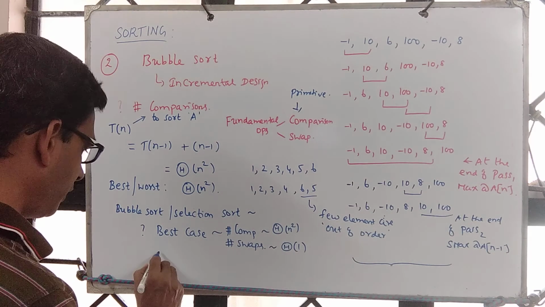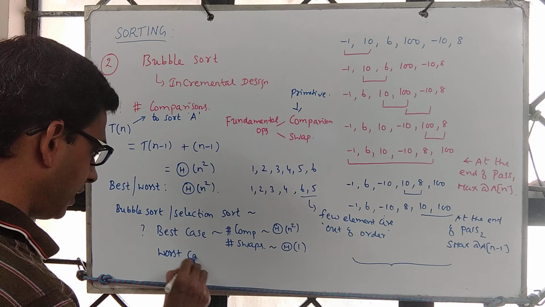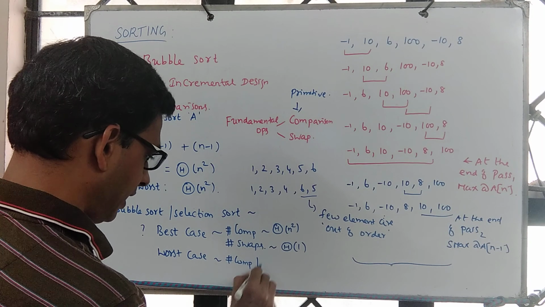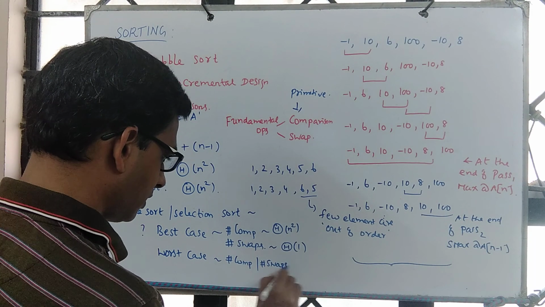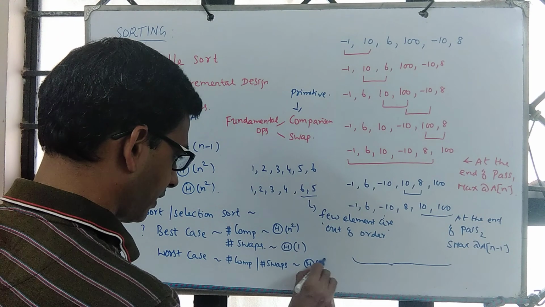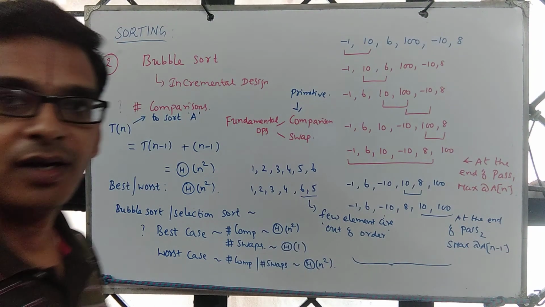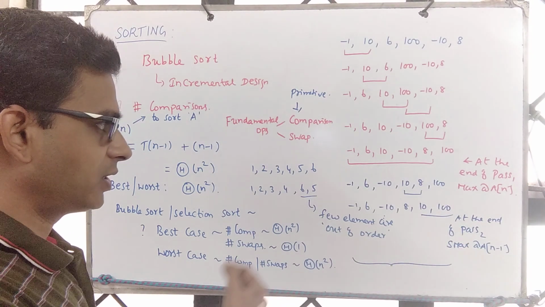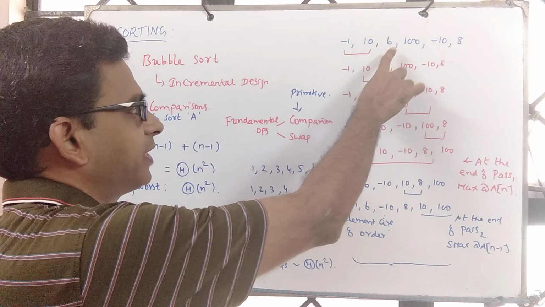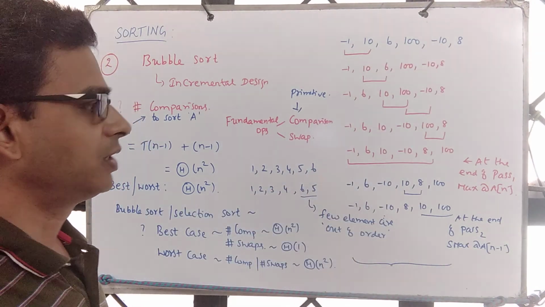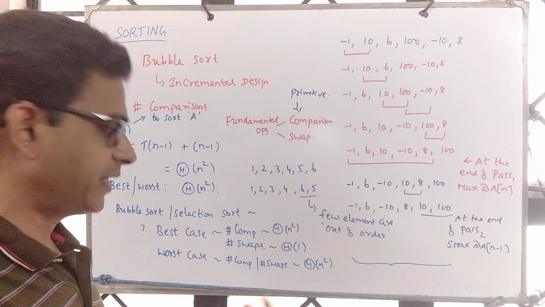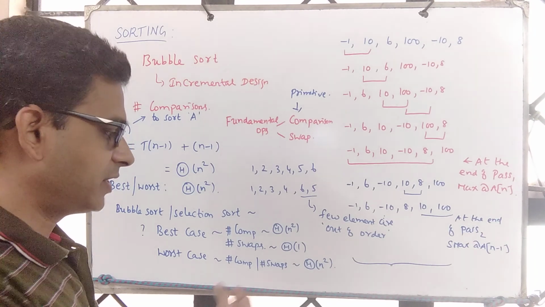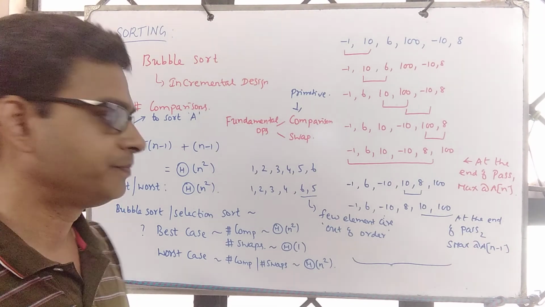But if you look at the worst case input, you see that both are theta of n square. Both the number of comparisons and the number of swaps are theta of n square. Fine. So something like compare, swap, like that it happens. So there are inputs where the number of comparisons and number of swaps have identical growth. In the worst case, it is theta of n square.